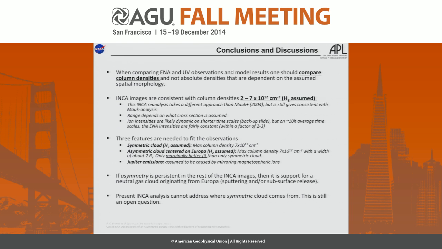If there is an asymmetry persistent in the rest of the INCA images that we can show, then that, of course, is our support of a neutral gas cloud originating from Europa, since it then would be centered on Europa. However, when it comes to the origin of the symmetric cloud, we can't tell from the INCA analysis, of course. And so this is still a very open question that we need to discuss. So with this, I'd like to take questions, and I look forward to the next presentation on this subject.